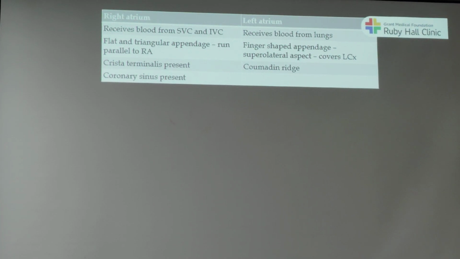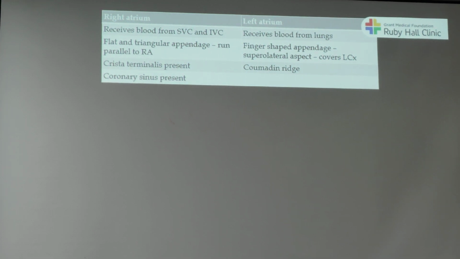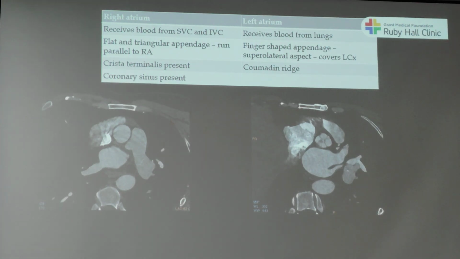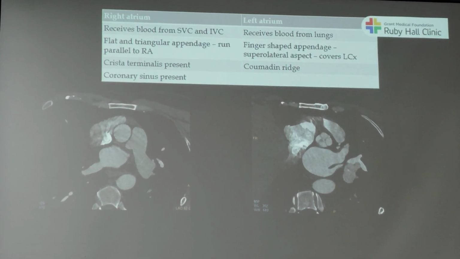Okay. So when you are assessing, let's say, abnormal anatomies, where there is abnormal systemic venous connection or abnormal pulmonary venous connection, how to identify which is the right atrium and left atrium? The answer is in the appendage of the atrium. Okay, so each atrium has an appendage, which is also called the auricle.